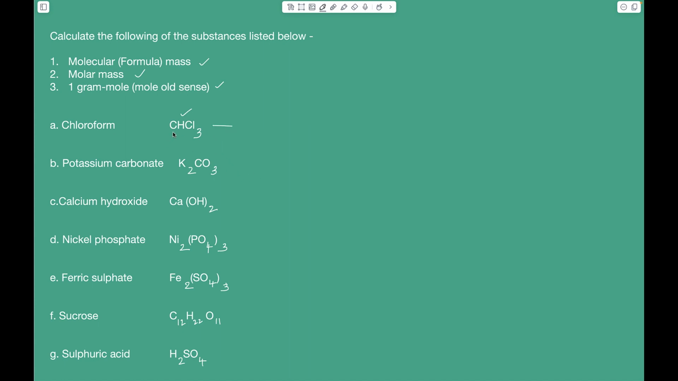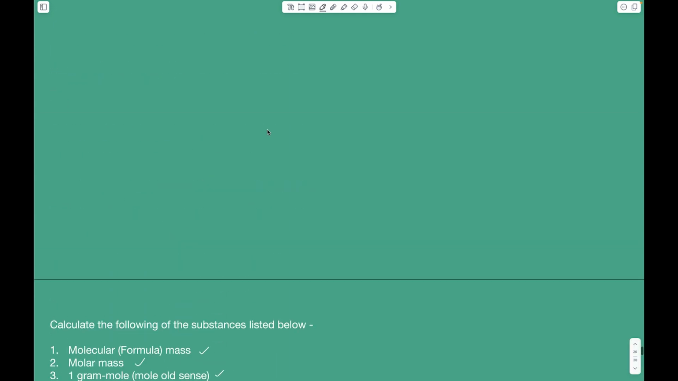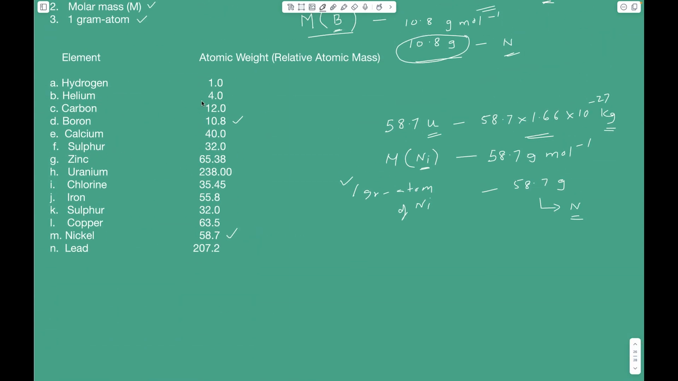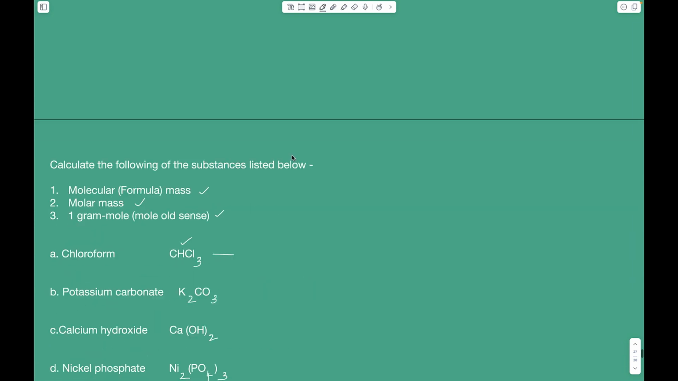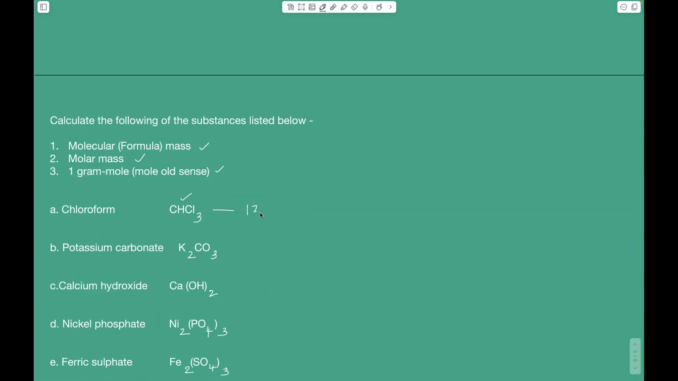You multiply the atomic weight of each element present in the formula with its subscript and add all those products to get its molecular weight. The atomic weight of carbon is approximately 12.0, and the subscript of carbon in this formula is 1. So 12.0 times 1 plus, and that of hydrogen is 1.0 and its subscript is 1.